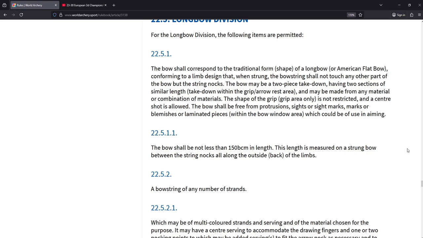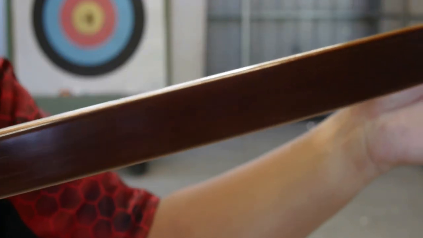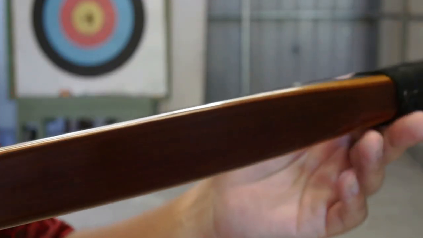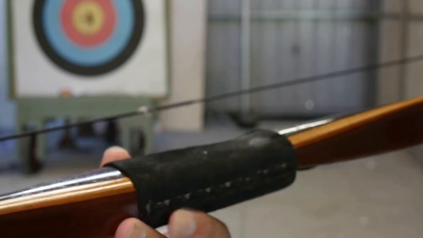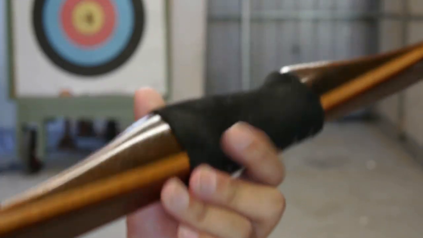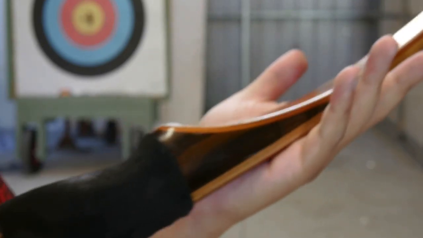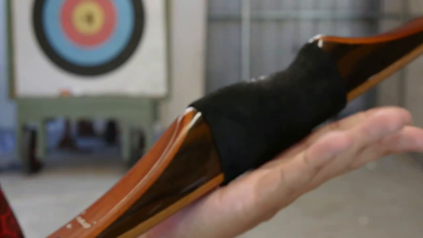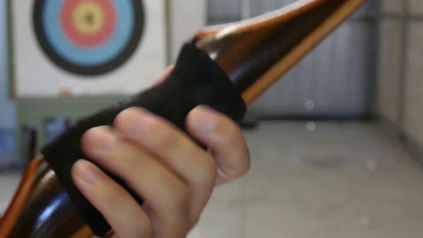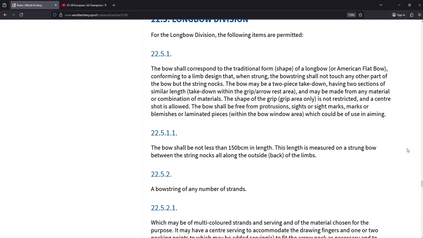The shape of the grip or grip area is not restricted, and a center shot is allowed. So again, not the straight stave English medieval longbows. You can have a shelf or a cutout or a window, and the grip itself isn't restricted, and this means you can use the modern pistol grips, or you can use the straight stave with no grip. The bow should be free from protrusions, sights or sight marks or blemishes or laminated pieces within the bow area, which could be used for aiming.